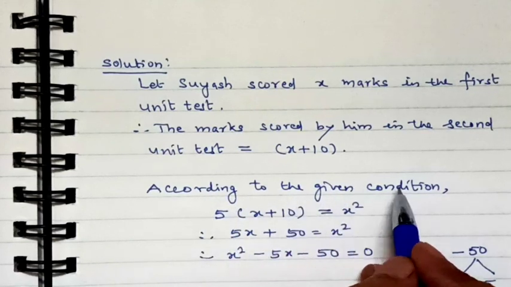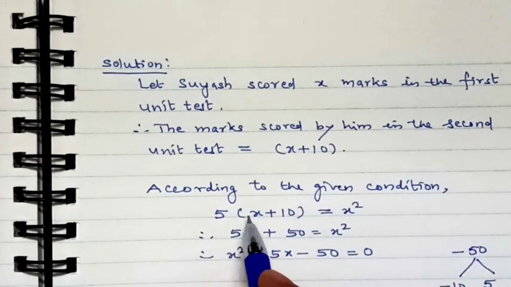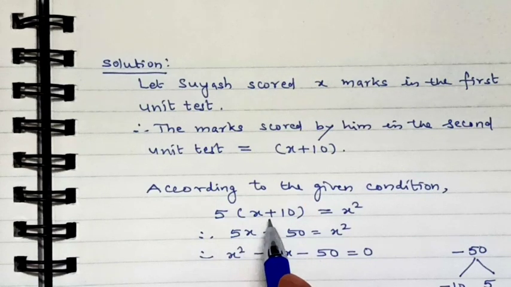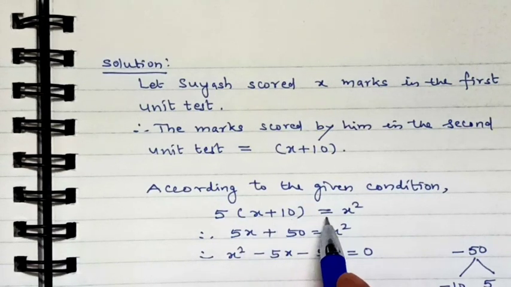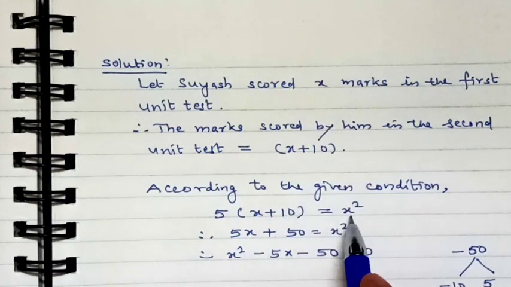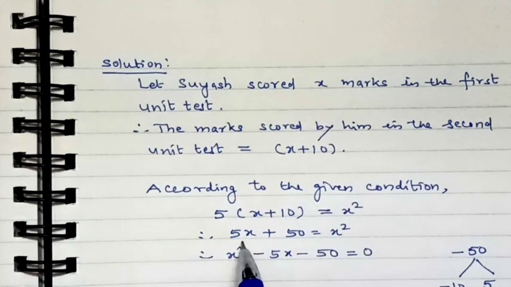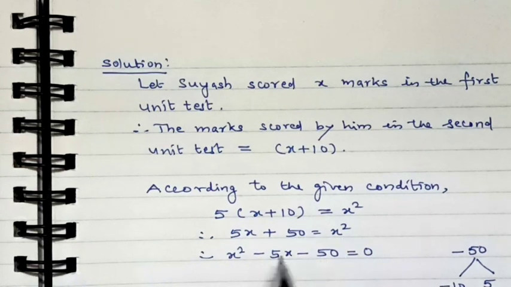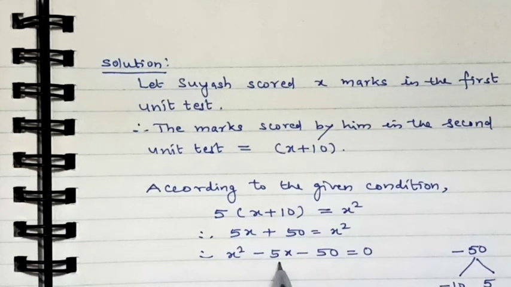Now according to the given condition, 5 times of the second unit test marks, that is 5 into x plus 10 is equal to square of the marks in the first unit test, that is x square. Now simplify. Therefore 5x plus 50 is equal to x square. Therefore x square minus 5x minus 50 is equal to 0. Thus you completed step number 1, that is you formed the given quadratic equation. Now you have to solve it by any method. The best method I recommend is factorization method. So let's use factorization method to solve this quadratic equation.